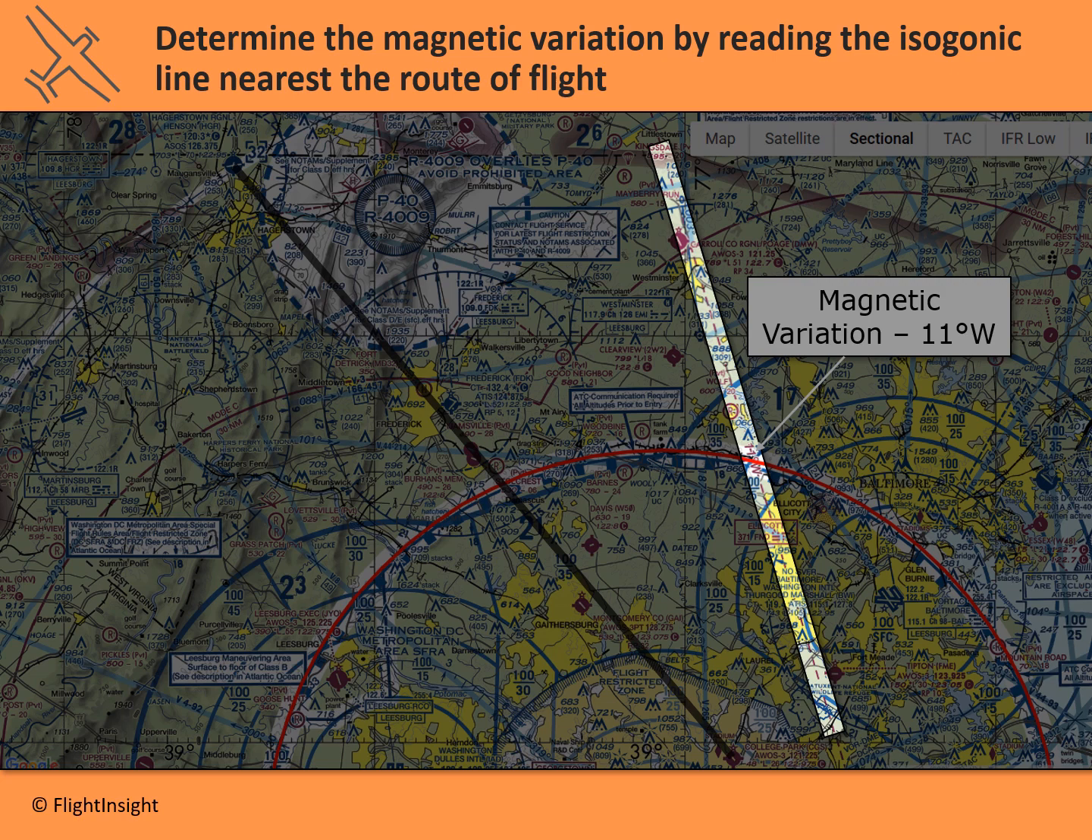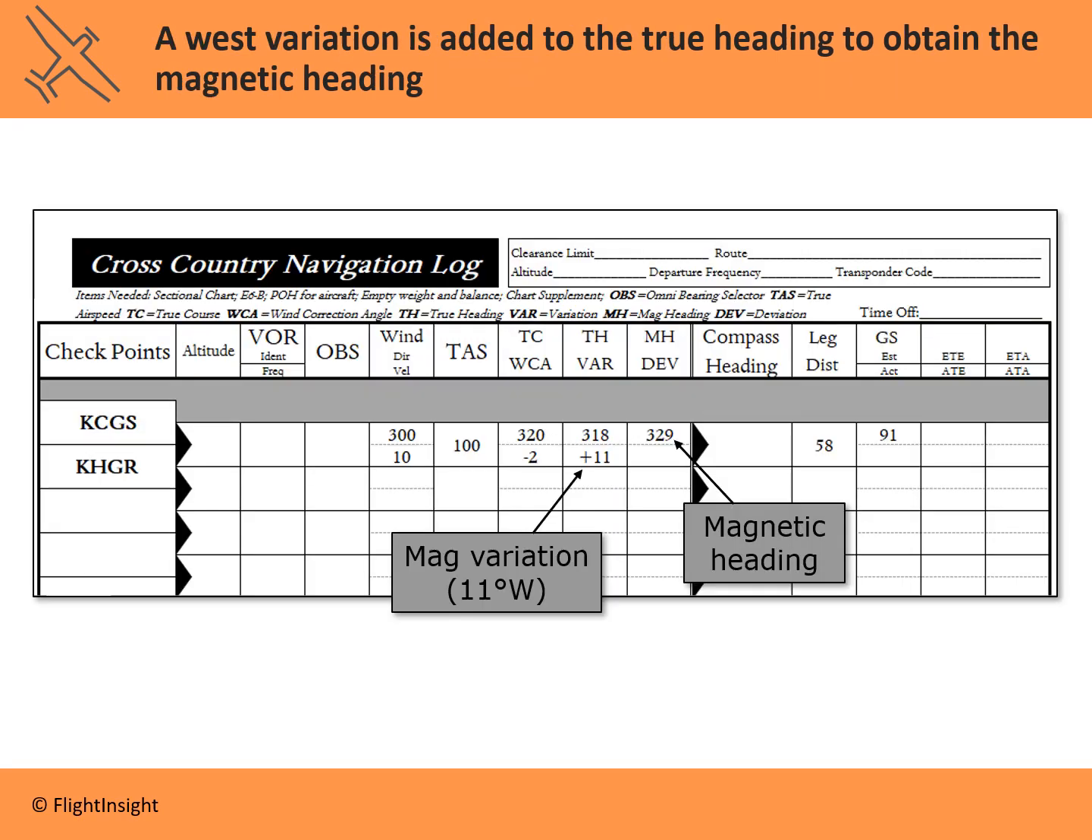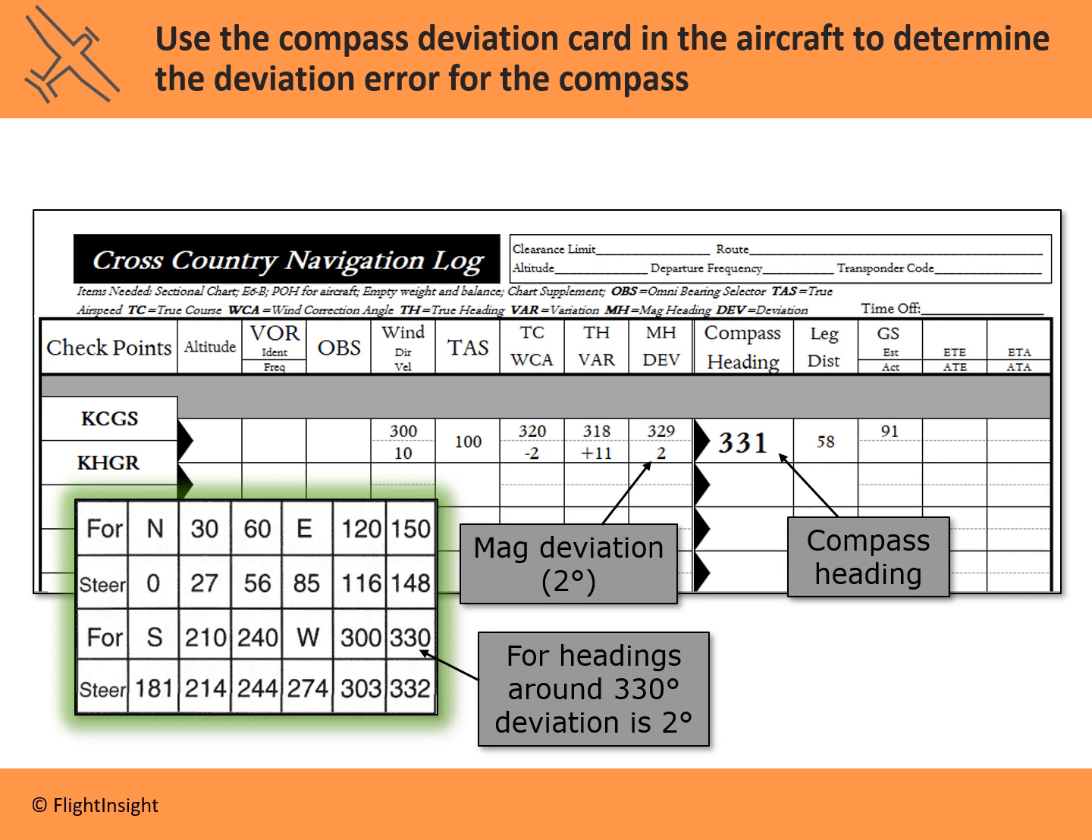11 west, we're going to add that to the true heading to come up with the magnetic heading. So here that is applied. I've put plus 11 in the variation box there, and I'm going to add 11 to 318 to get my magnetic heading of 329.